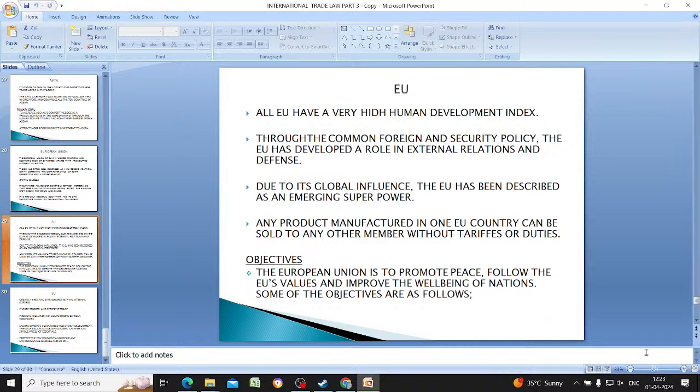We already discussed how many members are inside the EU. How many members are there? 27 members. So the main function of the EU is to maintain peace and harmony between these 27 member states and to look after and improve their well-being. And for that, they have set up some objectives or goals.